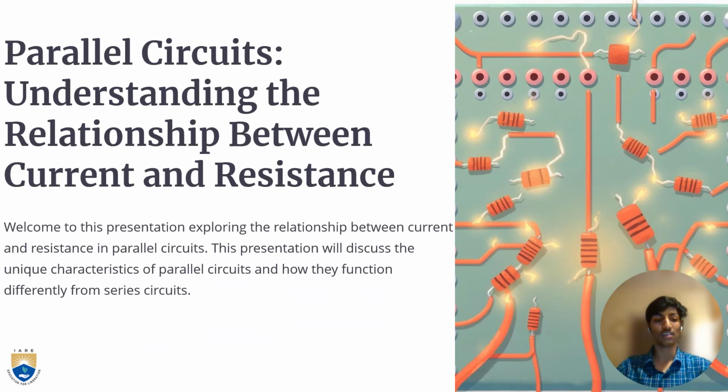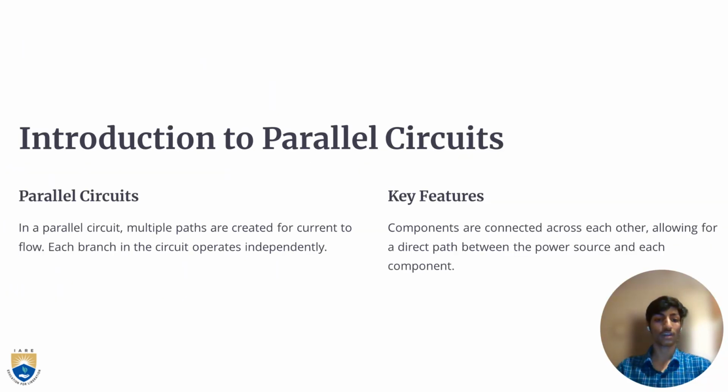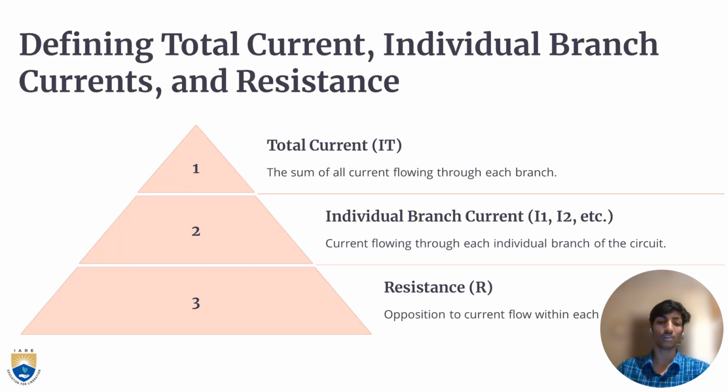Parallel circuits: understanding the relationship between current and resistance. This presentation explores the relation between current and resistance in a parallel circuit. In this we discuss the unique characteristics of parallel circuits and how they function differently from series circuits. Introduction to parallel circuits: parallel circuits are circuits whose components are connected in parallel, which can also operate independently. Key features: the components are connected across each other, allowing different paths for the power supply to each component.